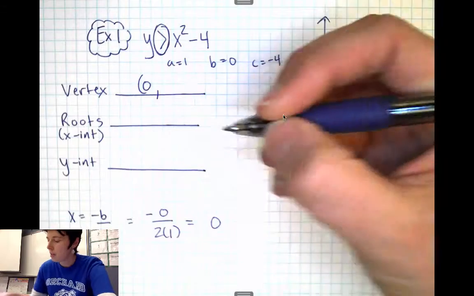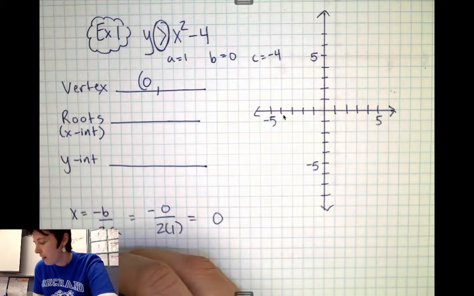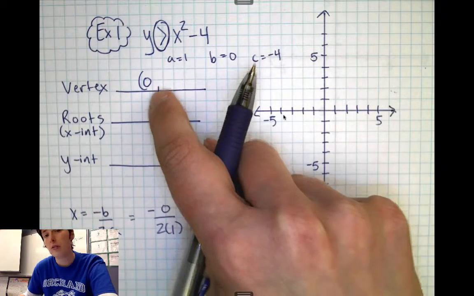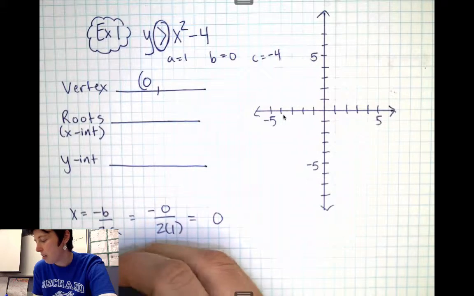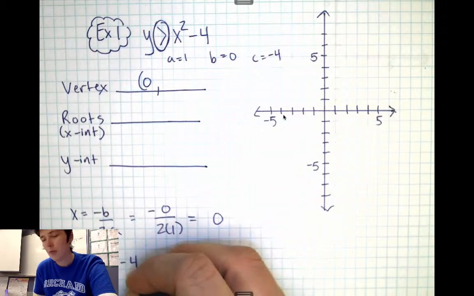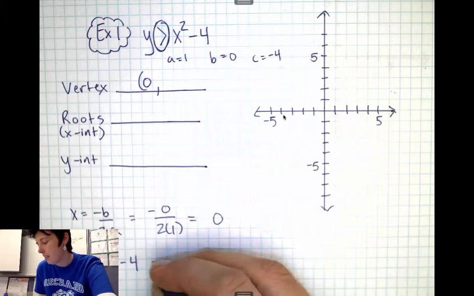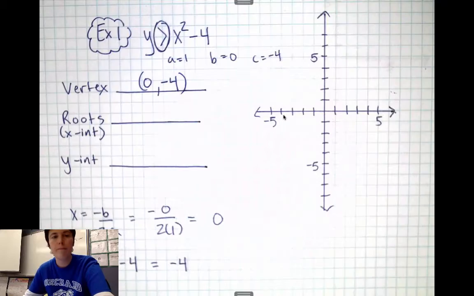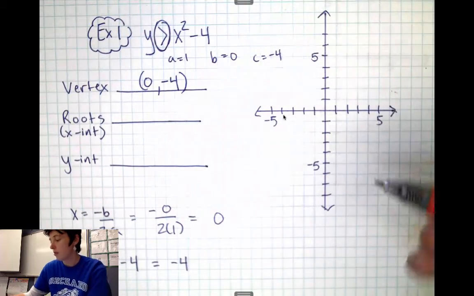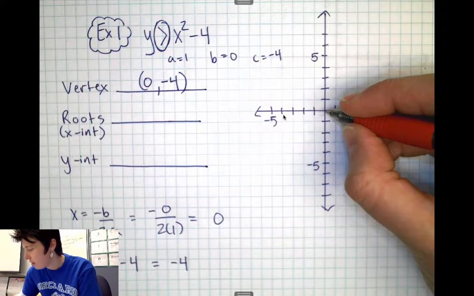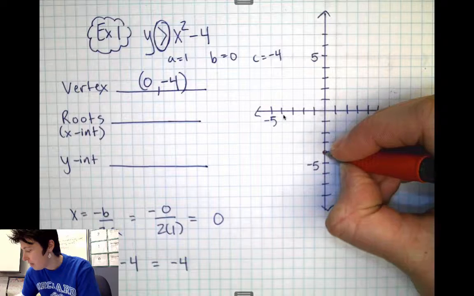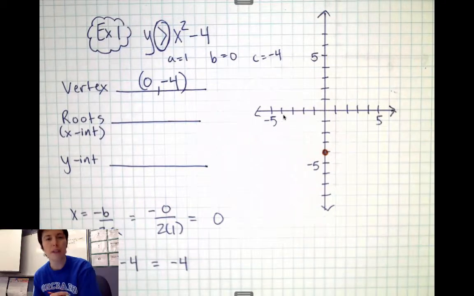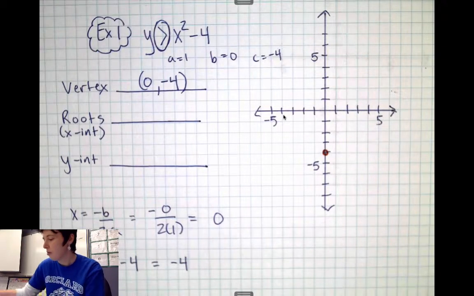To figure out the y value, I'm going to substitute 0 into this equation and make it 0 squared minus 4, which I can do pretty quickly in my head: negative 4. So my vertex is at 0 and negative 4. Awesome, that is going to be either the lowest or highest point on my graph. So I'm going to go to 0, go down to negative 4, and plot a point there. All right, now let's do the roots.